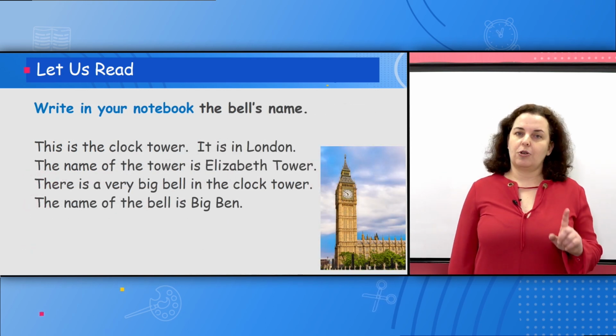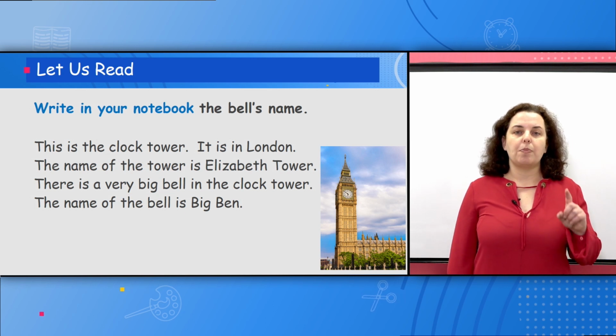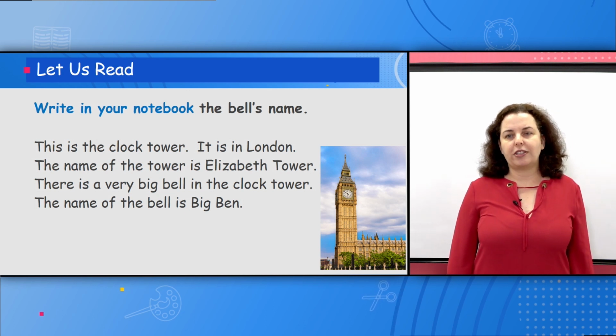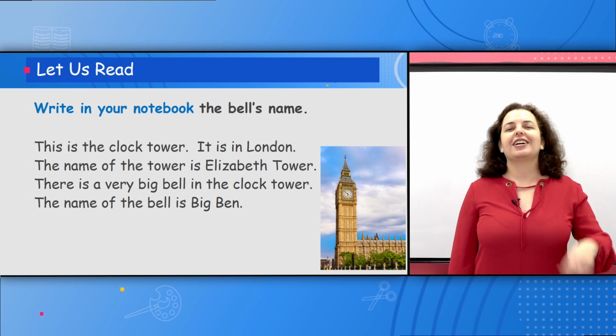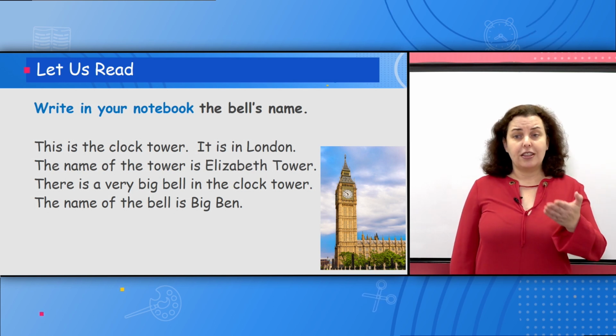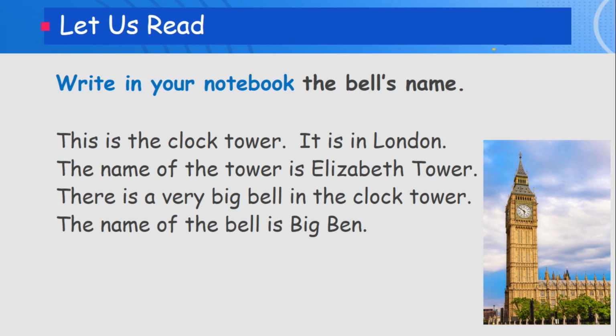Now, in your notebook, please write the bell's name. Do you remember what the bell is? Gling, gling, gling. That's the bell. This is the clock tower. It is in London. The name of the tower is Elizabeth Tower. There is a very big bell in the clock tower. The name of the bell is Big Ben. What is the bell's name? Write that in your notebook.